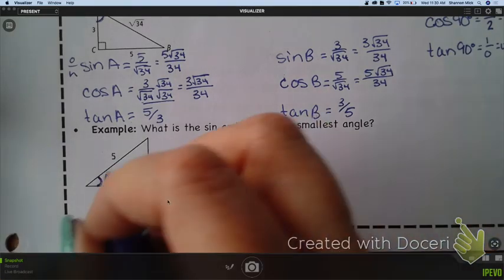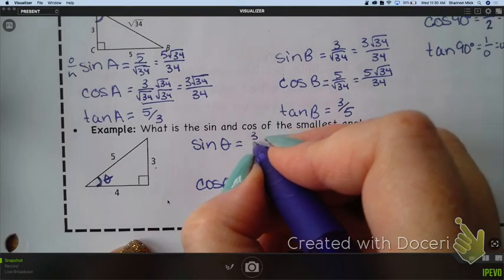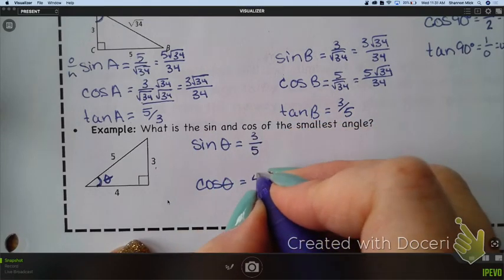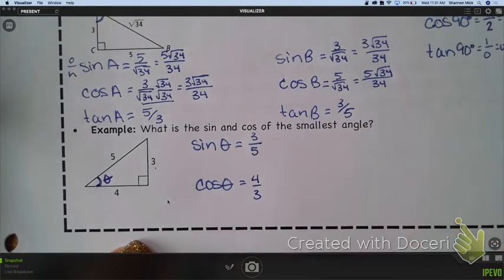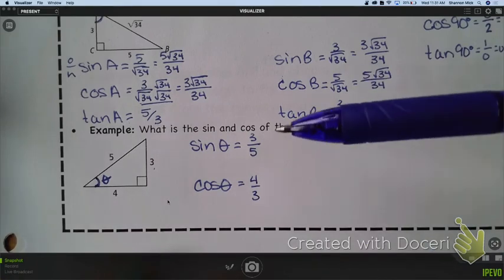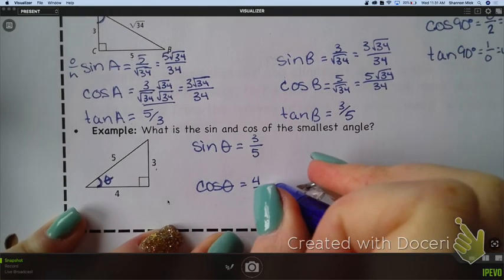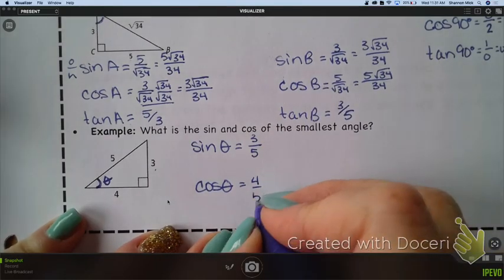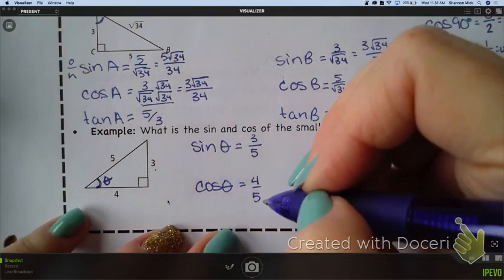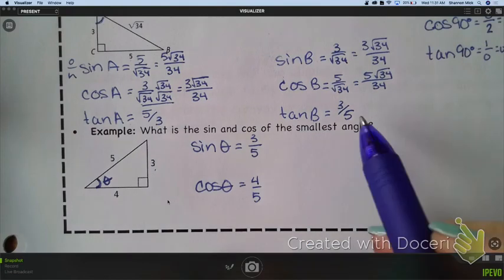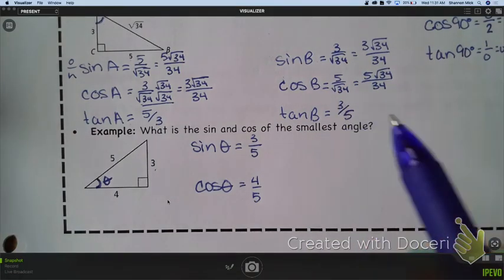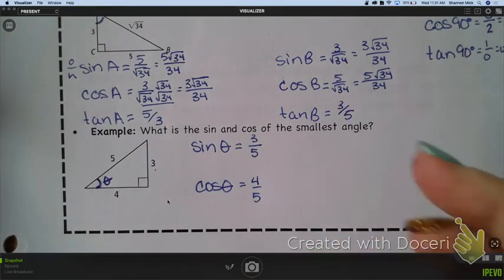Hopefully you found 3/5 and 4/5. Sorry, guys. I would suggest that you write your fractions up and down, because we're going to be doing math with them, and we know that when we do it like this, we kind of mess it up. I only did it that way because of my space.